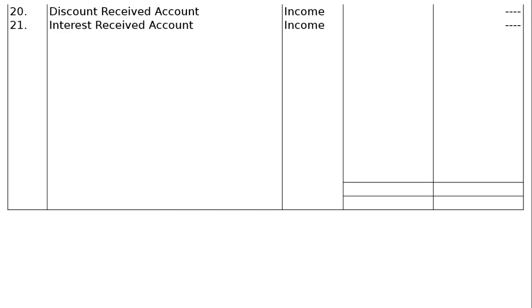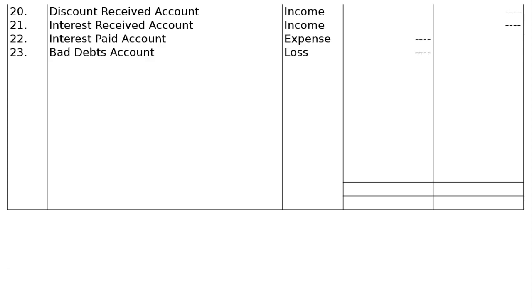21, interest received account, it is an income, income is a credit balance, it will be written in the credit column. 22, interest paid is an expense, it will be shown in the debit column because expenses are shown in the debit column. 23, bad debt account. Bad debt is an expenditure or loss, basically it is a loss and losses are debits.